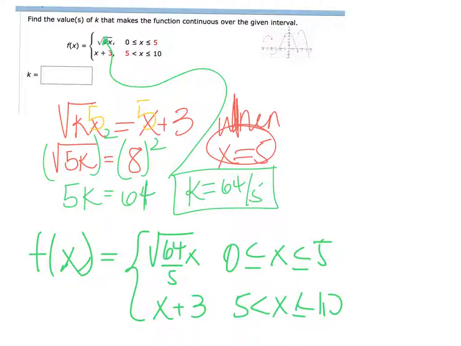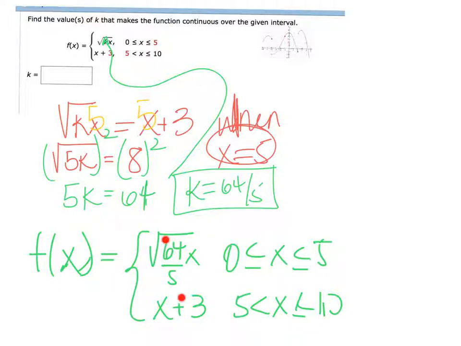Okay. All right, if we plug 5 in right here, you're going to get the 5's to cancel, and then you'll get 8. If you plug 5 in right here, you're going to get 5 plus 3, you're going to get 8. This y value is equal to this y value at that breaking point of 5.